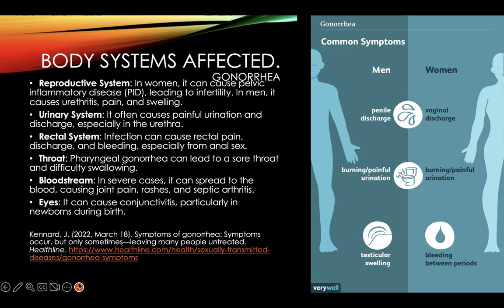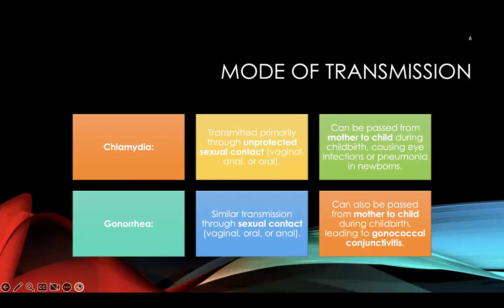Throat: pharyngeal gonorrhea can lead to a sore throat and difficulty swallowing. Gonorrhea in the bloodstream: in severe cases, it can spread to the blood, causing joint pain, rashes, and septic arthritis. And finally, it also affects the eyes, just like in the case of chlamydia, causing conjunctivitis, particularly in newborns during childbirth.